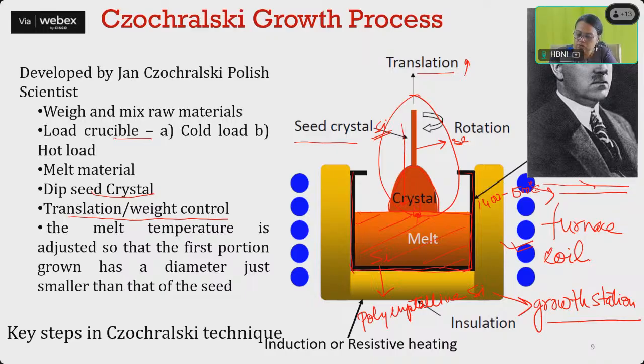Here, the temperature in the melt is greater than the melting point, but at this point the temperature has to be less than the melting point. Then only will you get single crystal growth. The melt temperature is adjusted so that the first portion grown has a diameter just smaller than that of the seed, and growth has to be there. If this temperature is high, then there will not be any growth.